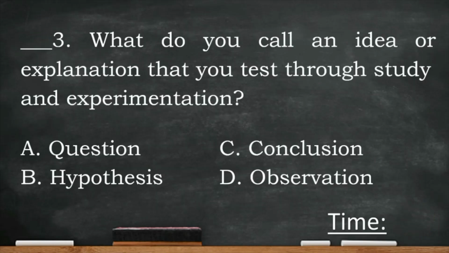Question number 3. What do you call an idea or explanation that you test through study and experimentation? Letter A. Question. Letter B. Hypothesis. Letter C. Conclusion. Or letter D. Observation. Your time starts now. And the correct answer is letter B. Hypothesis.